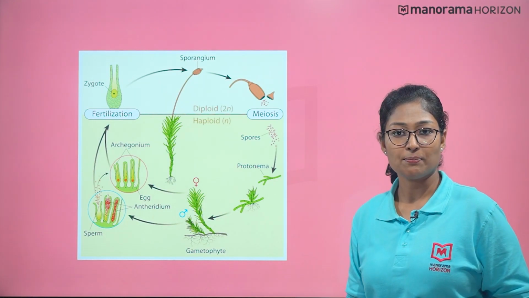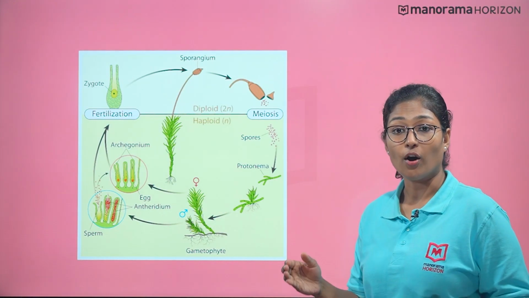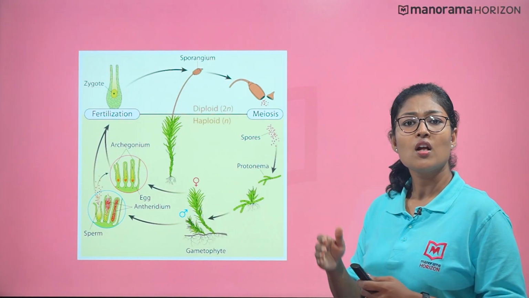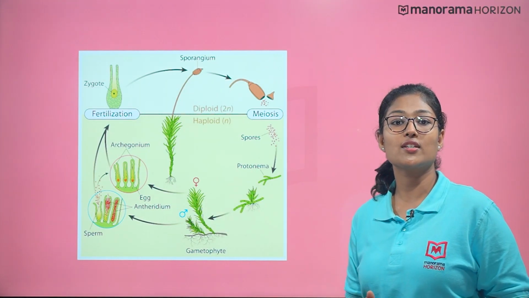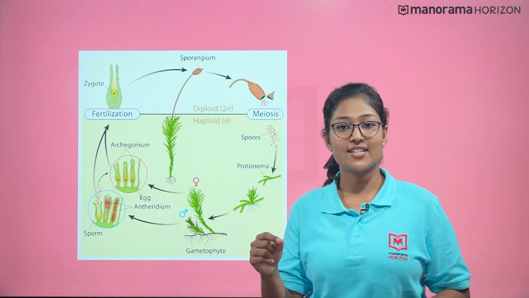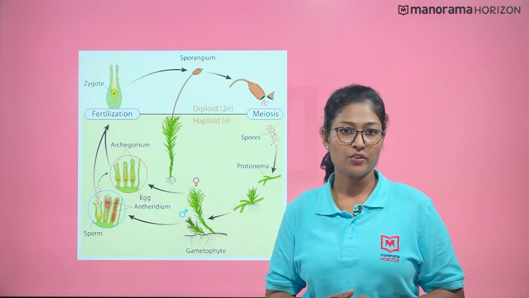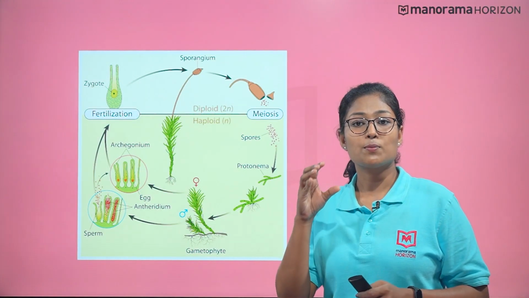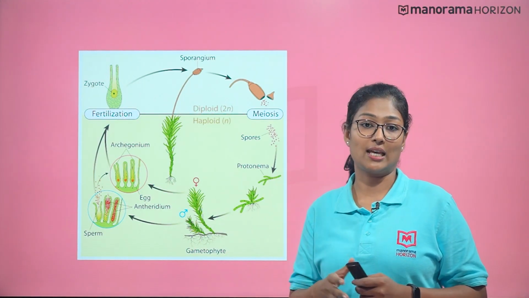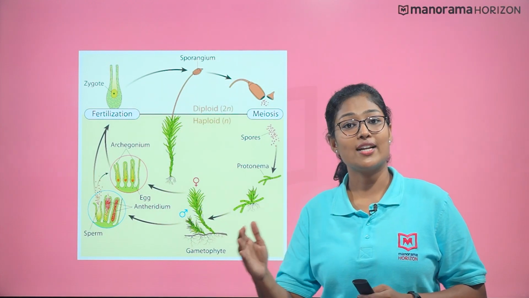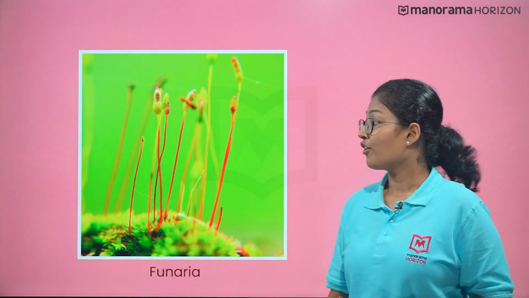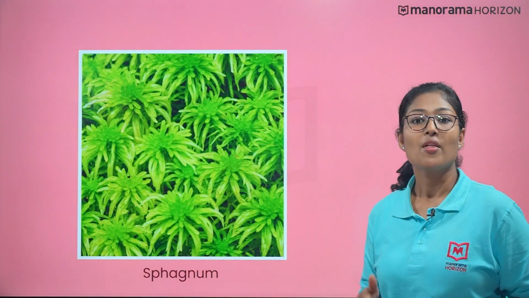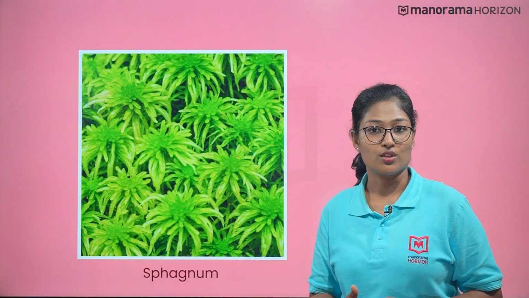So in sexual reproduction, the zygote is formed and develops into a sporophyte. The sporophyte is differentiated into a foot, a seta, and a capsule. So what happens after meiosis? After meiosis, the spores are produced within the capsule. The spores then germinate. Funaria, Polytrichum, Sphagnum are a few examples of mosses.